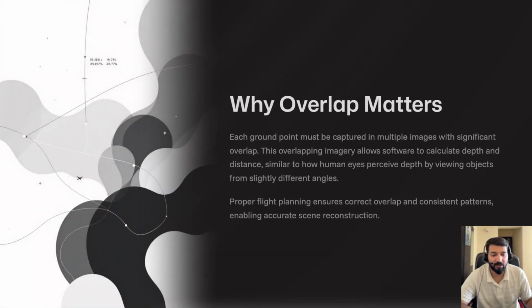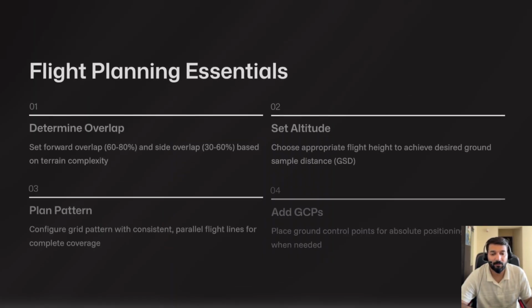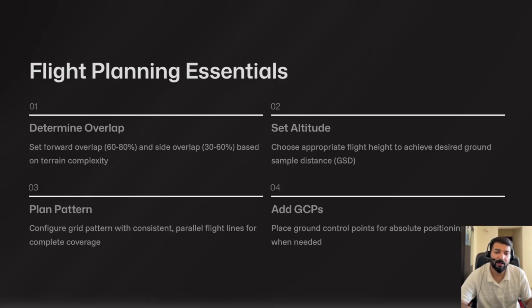Photogrammetry works because each point on the ground is captured in multiple images with significant overlap. This overlapping imagery allows the software to calculate depth and distance, similar to how human eyes perceive depth by viewing objects from slightly different angles. That is why proper flight planning is so important in drone surveying. The drone must capture images with correct overlap and consistent flight patterns so that the photogrammetry software can accurately reconstruct the scene.